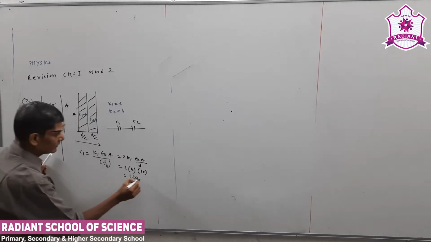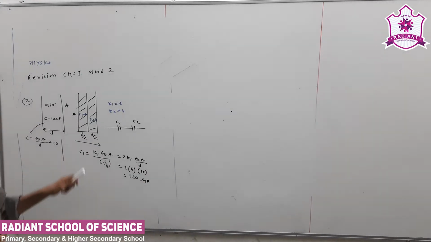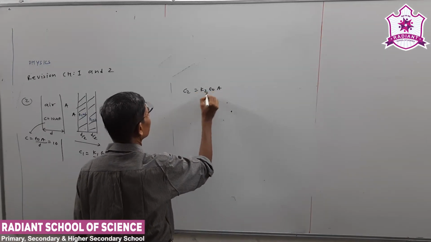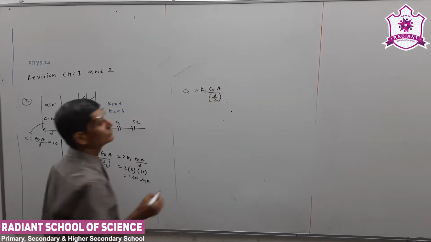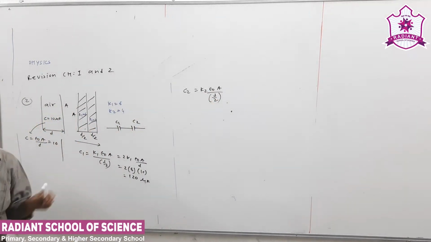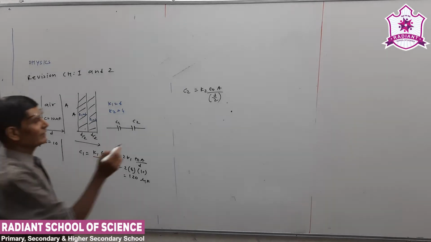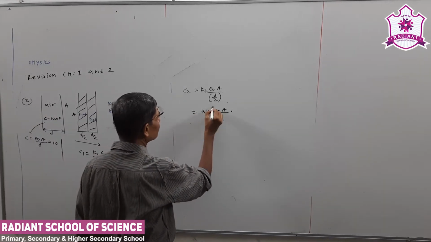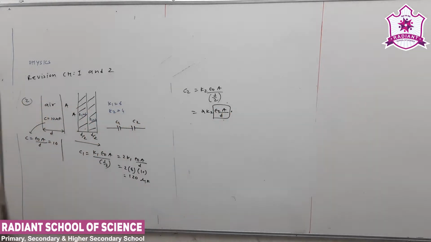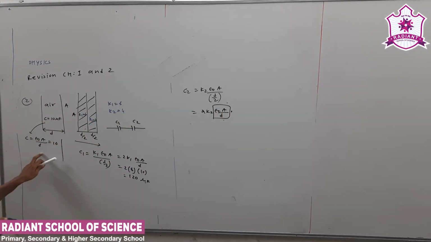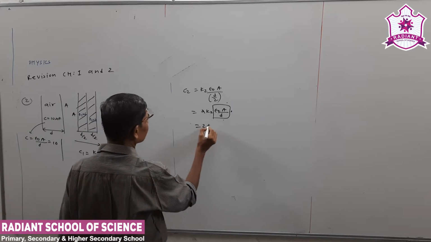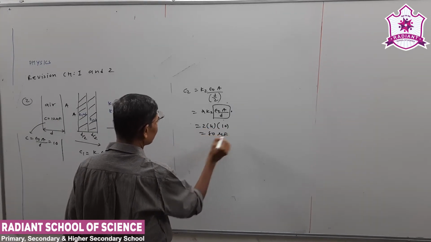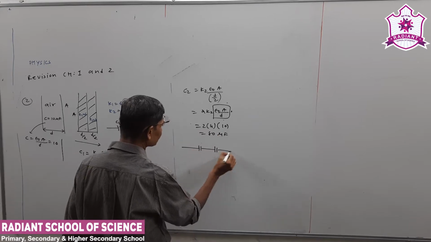which gives 120 microfarad. Now C2 we can calculate as K2 epsilon 0 A upon d by 2. Why? Because the distance is d by 2. Now we can simplify. It will be 2 K2 epsilon 0 A by d. Now epsilon 0 A by d is C, that is known to us. K2 is 4, so 80 microfarad.